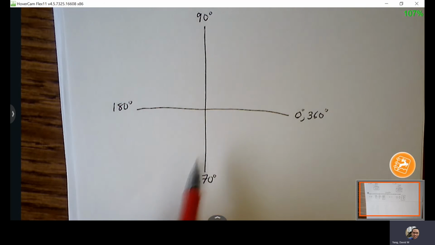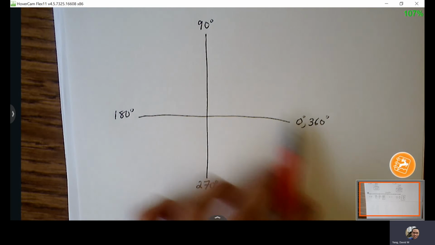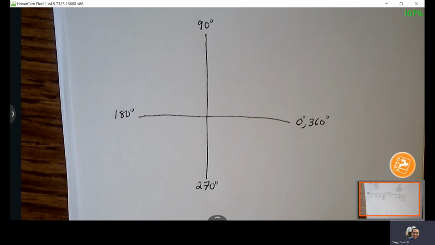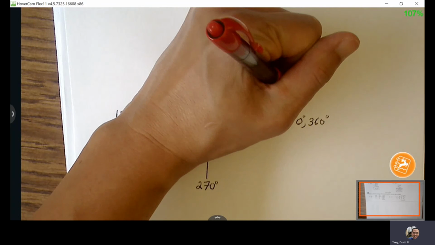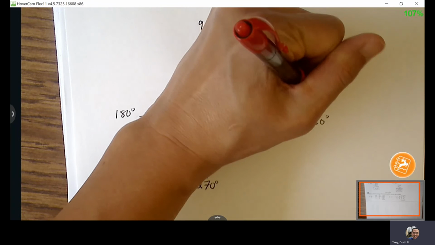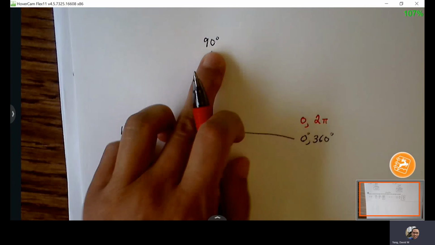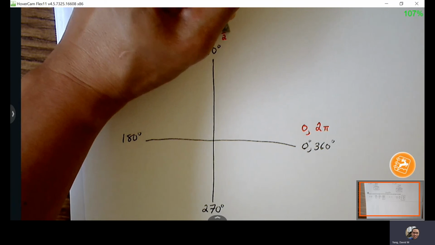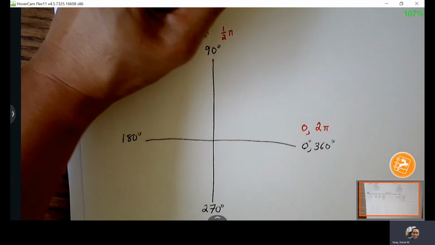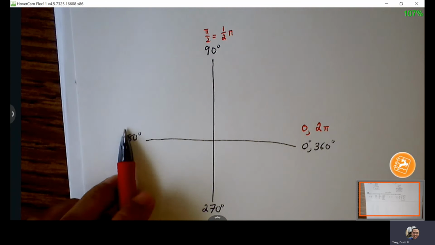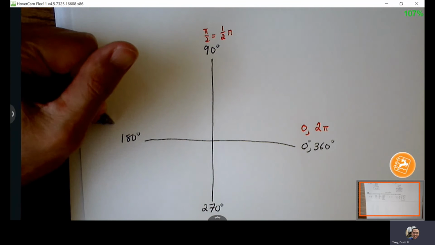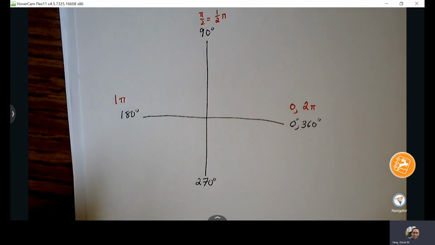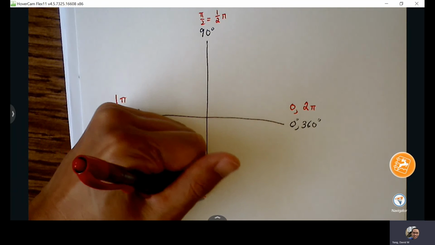So we know what degrees look like in terms of the quadrants, right? This is 0 or 360. If it's 360, that means we're rotated around. This is 90, that's 180, that's 270, right? So in terms of radians, we know that this is either 0 or 2 pi. We know that 90 degrees is pi over 2. Think of it as 1/2 pi or pi over 2. 180 is pi. And then 270 is 1.5 pi or 3 over 2 pi.